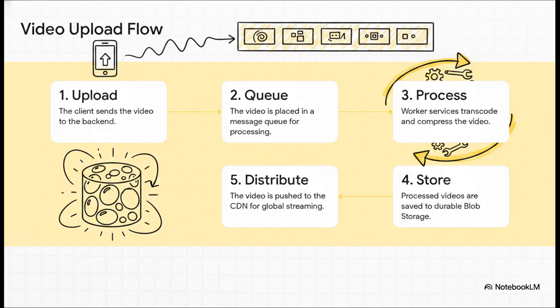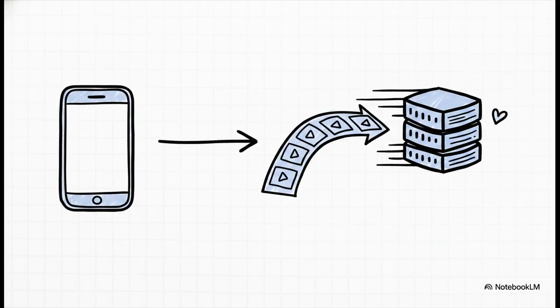They'll transcode it, which is just a fancy way of saying they create different versions of it so it looks perfect on any phone. Then it gets saved to that giant warehouse, the blob storage, before being blasted out to the CDN all over the globe. And this all happens behind the scenes so your app stays snappy. Now for the fun part.